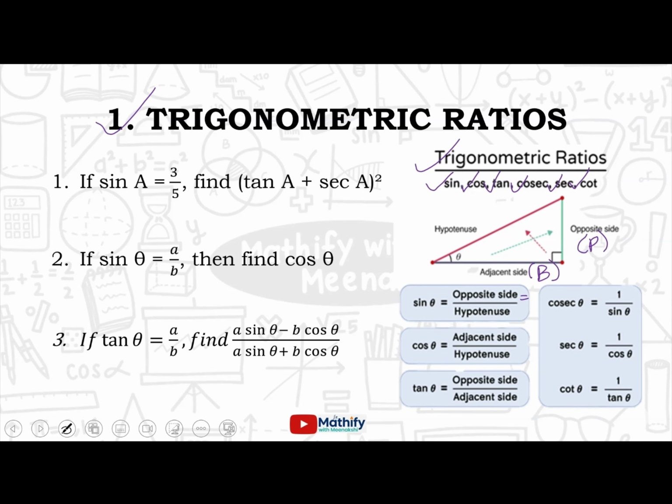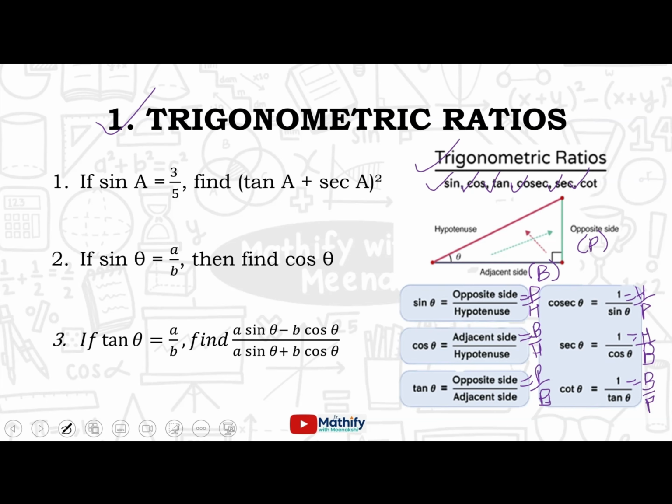So sine theta is P by H, cos theta is B by H, tan theta is P by B, and these are the reciprocals. So H by P, H by B, and B by P. Okay. Now let's move to question number 1.